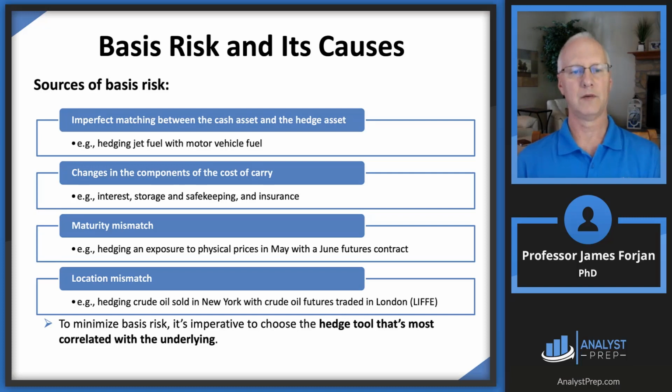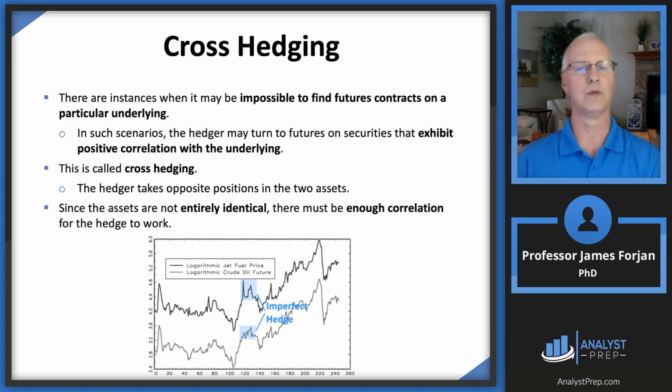Now notice my final arrow point down there. To minimize basis risk, it's imperative to choose the hedging tool that's most correlated with the underlying asset. Oh my gosh, that's so important. All right, let's talk about cross-hedging, and then we'll lead right into correlations.